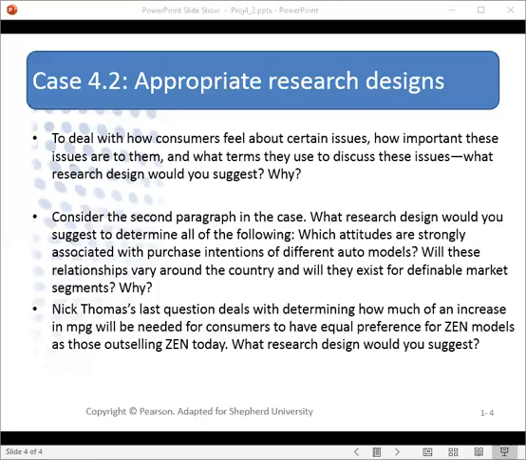The treatments can be the miles per gallon increases, such as 10%, 20%, 30%, and so on. And the dependent variable would be the preference for the new Zen models. Most likely a cross-sectional survey would be called for, but the approach is to find out how much of an increase would cause the preferences to rise to a certain level. Okay, any questions on that? All right.